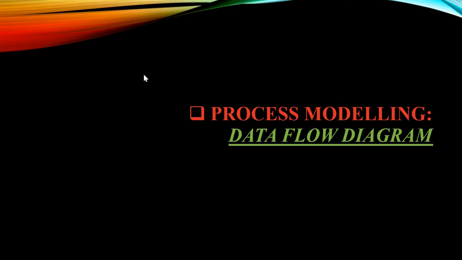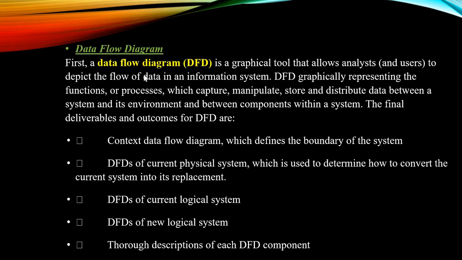Now we shall see the first method of requirement structuring, that is process modeling, and the very first method is known as data flow diagram. Alright, a data flow diagram is a graphical tool that allows analysts and users to depict the flow of data in an information system. Data flow diagram is abbreviated as DFD. DFD graphically represents the functions, processes which capture, manipulate, store, and distribute data between a system and its environment, and between components within the system.